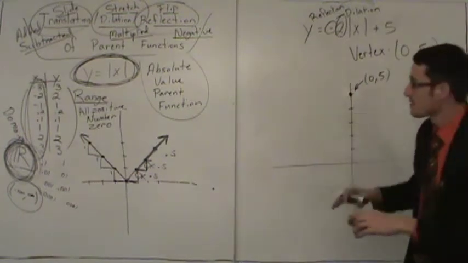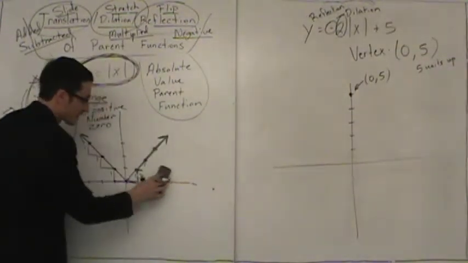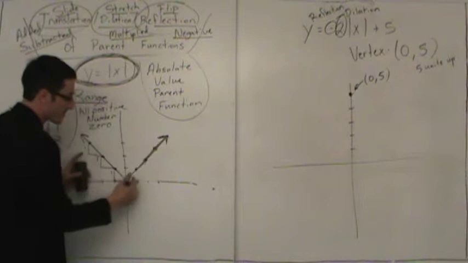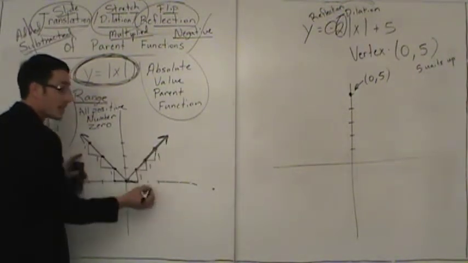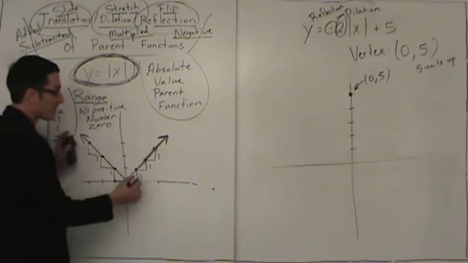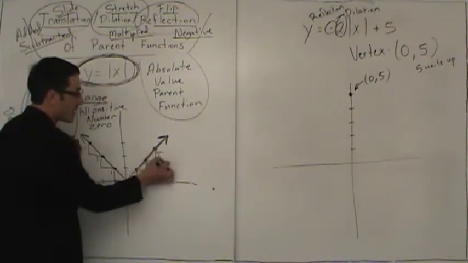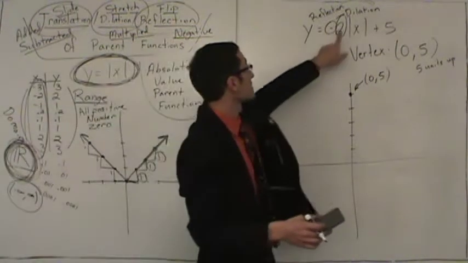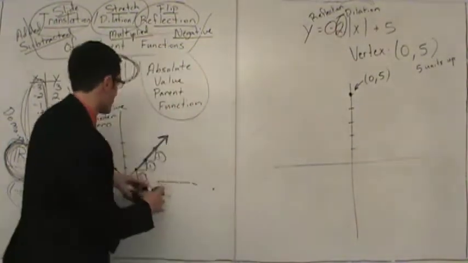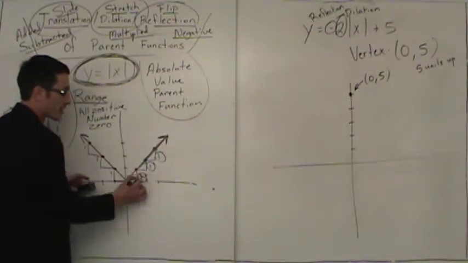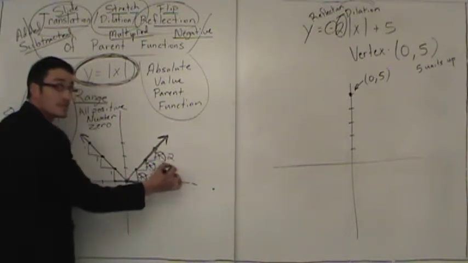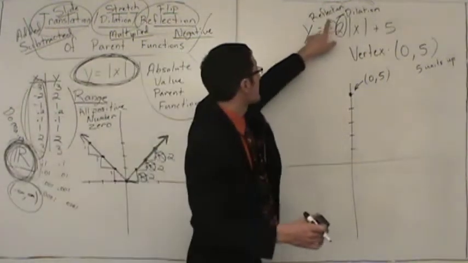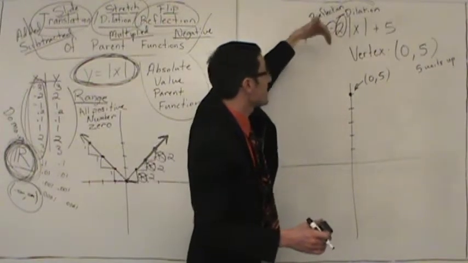This means the vertical distance changes. On the absolute value parent function, the pattern is right 1, up 1, right 1, up 1, right 1, up 1. We don't change the right 1, but all of these vertical distances will be multiplied by 2. So instead of up 1, up 1, up 1, we're going to have up 2, up 2, up 2. But because we have a reflection, we're going to be going down.